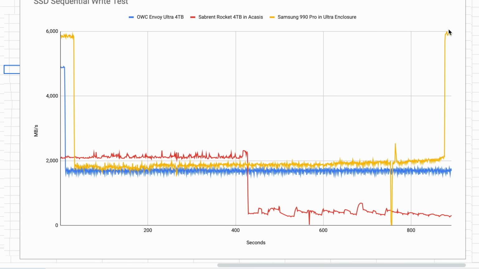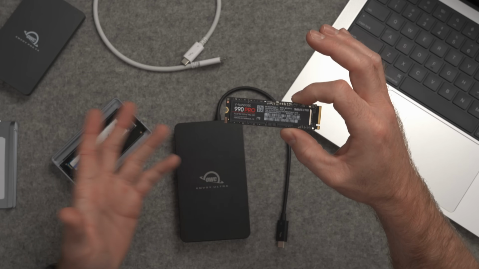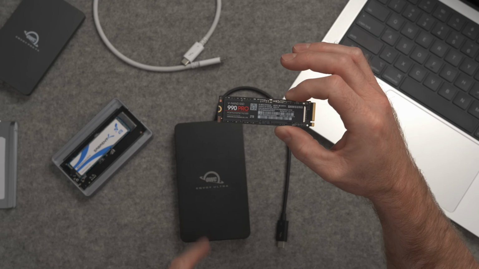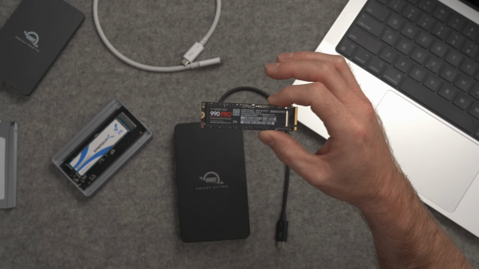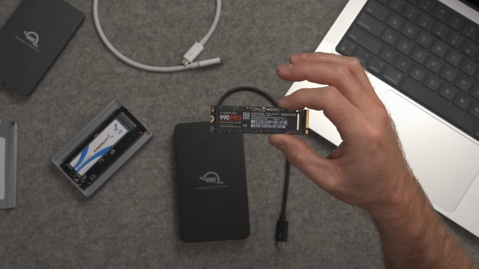So that's why we see a big jump right here. Neither of these two drives actually ended up moving enough data from the cache over to the regular storage to be able to free that up to be able to write to it. So overall, the 990 Pro in this OWC Thunderbolt 5 SSD enclosure was pretty darn awesome.